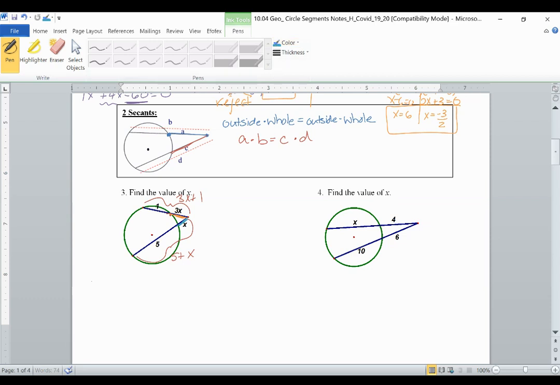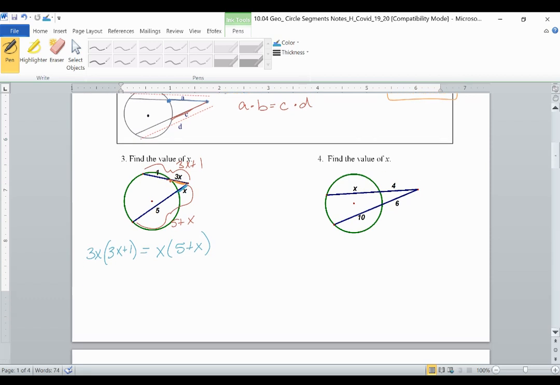So we're going to take the outside, which is 3x of the orange, times the whole, which is 3x plus 1, equals the outside of that blue piece, times the whole, which is 5 plus x. And once you've figured out the formula and you've substituted in, it's just an algebra equation that you need to solve. So now we're going to distribute, and we get 9x squared plus 3x equals 5x plus x squared.